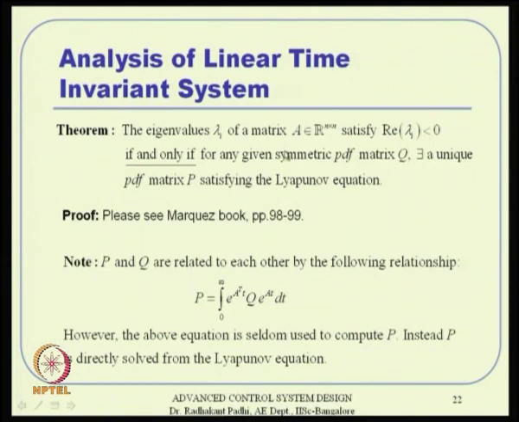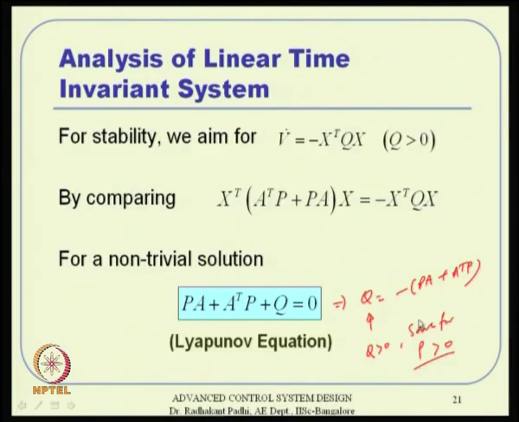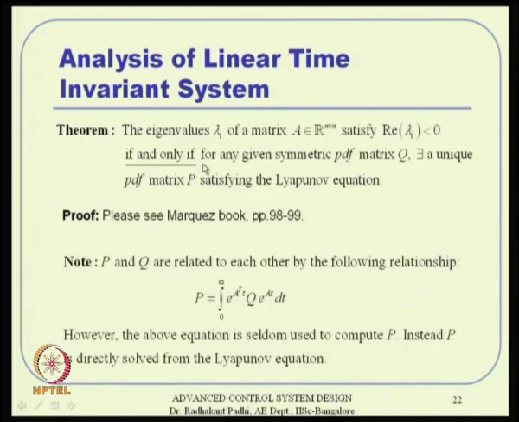Alright, there is a theorem which binds up this property. This theorem tells us that the eigenvalues lambda i of a matrix A satisfy real part of lambda i less than 0 if and only if for any given symmetric positive definite matrix Q, there exists a unique positive definite matrix P satisfying the Lyapunov equation. That is exactly what I told now. If you start with Q positive definite and then solve for P, this theorem binds up that this if and only if condition is nice to see, because it is both necessary and sufficient. So, you just try out one time and then you have done it.